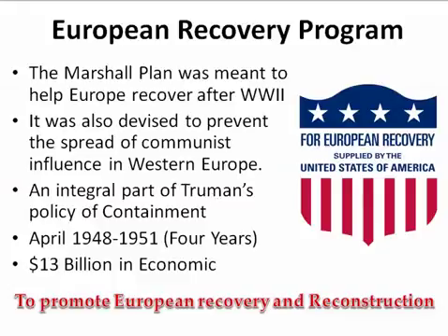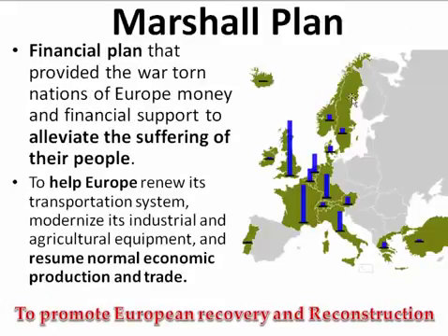And it was actually called the European Recovery Program, but called the Marshall Plan in name of George Marshall, Secretary of State. And to promote European recovery and reconstruction, an integral part of Truman's policy of containment to stop spread of communism, it lasts for 4 years, from April 1948 to 1951. $13 billion in economic aid is going to be sent to Europe to help rebuild. And the Marshall Plan here shows in Europe where the money went.